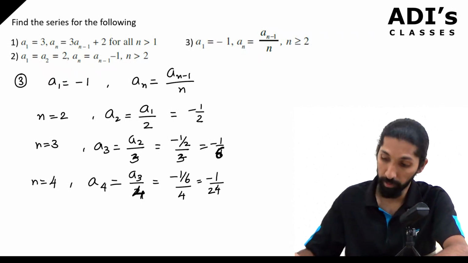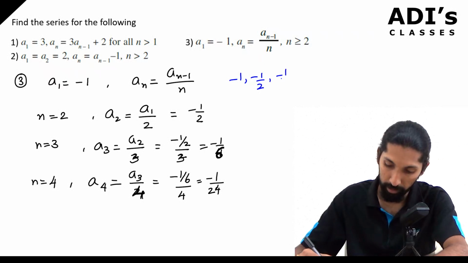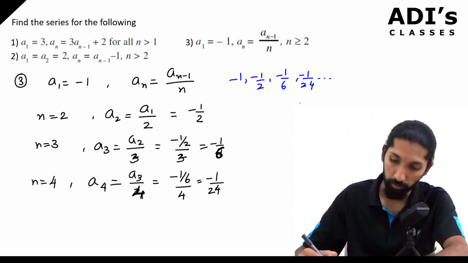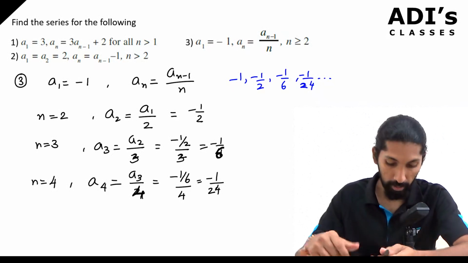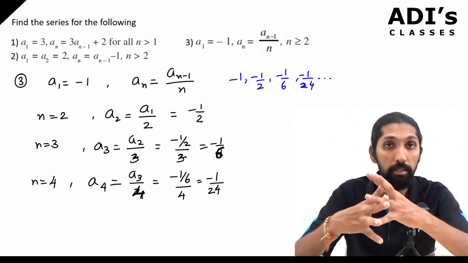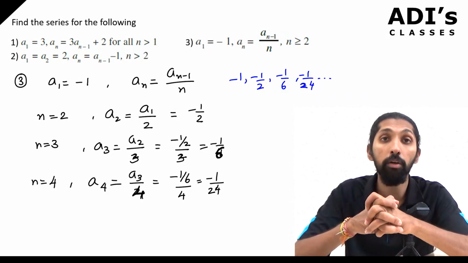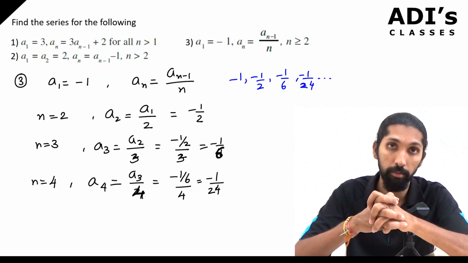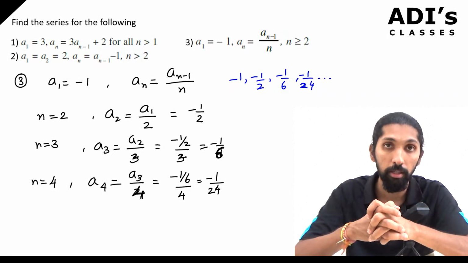Correct? So what is my sequence? Minus 1, next minus half, then minus 1 by 6, minus 1 by 24, so on and so forth. So this is the answer for the third question. All right. So these are the problems we have in sequences. In the next video, we'll look into arithmetic progression. We'll start with a recap of AP that you had learned in the last year.